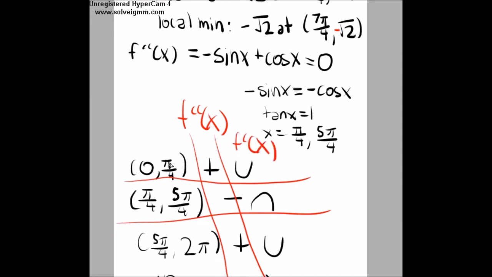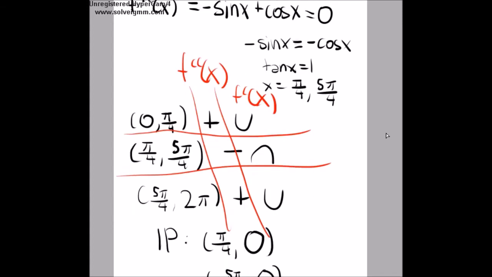So along 0 to pi over 4, the second derivative of x is positive, which means f of x is concave up. And then along pi over 4 to 5 pi over 4, the second derivative of x is negative, which means that f of x is concave down. And then 5 pi over 4 to 2 pi is once again positive, so that means it's concave up.